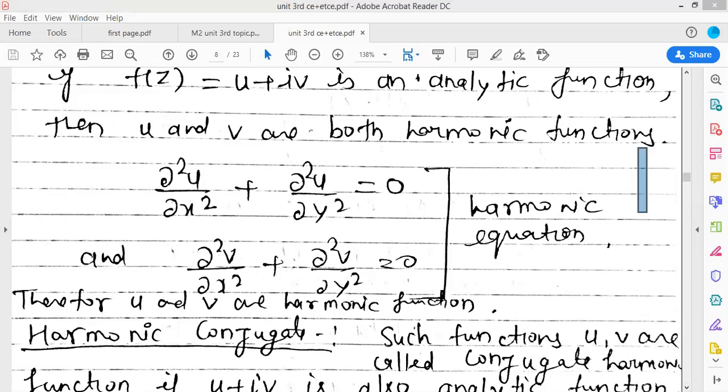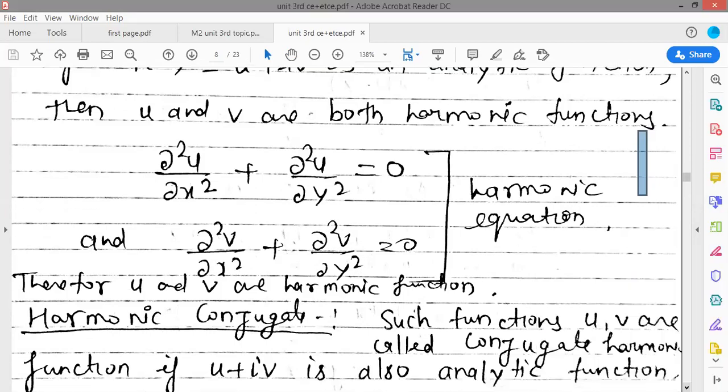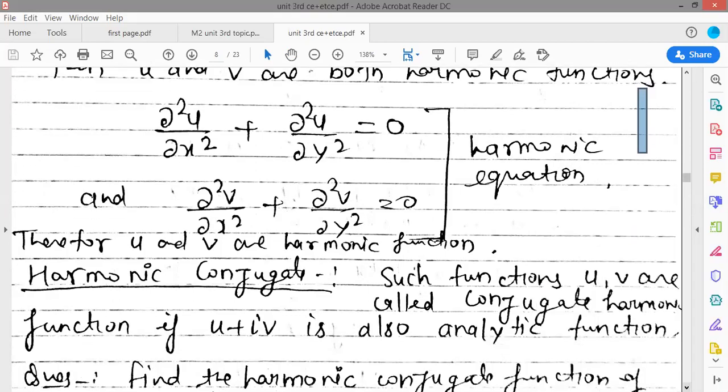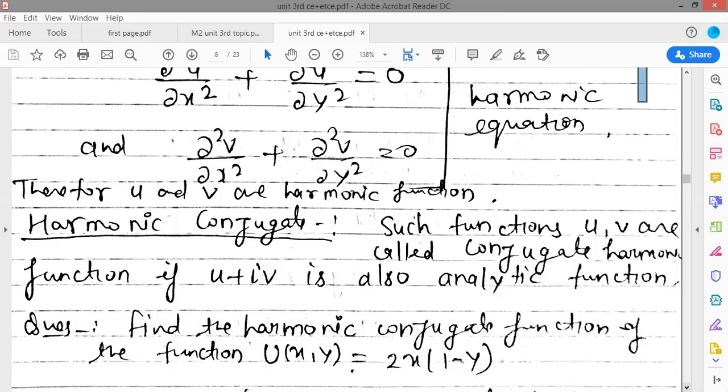Now next one is harmonic conjugate. So what is harmonic conjugate? Conjugate means u and v are conjugate to each other. Such functions u and v are called conjugate harmonic functions if u plus iota v is also an analytic function. So what is an analytic function? I told you that if a function is differentiable, or if the function satisfies the Cauchy-Riemann equation, then we can say the whole function will be analytic.